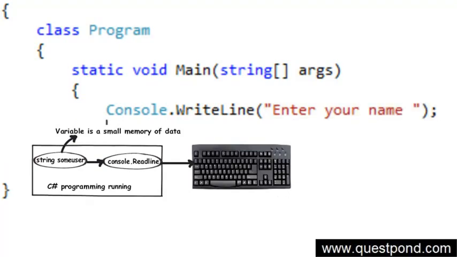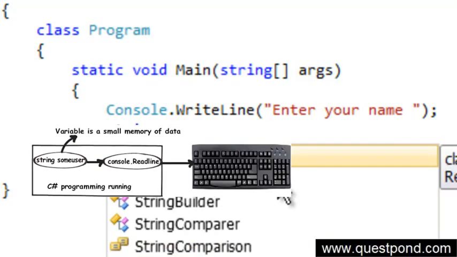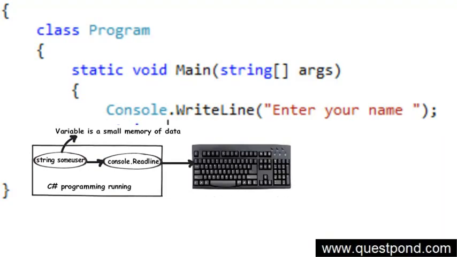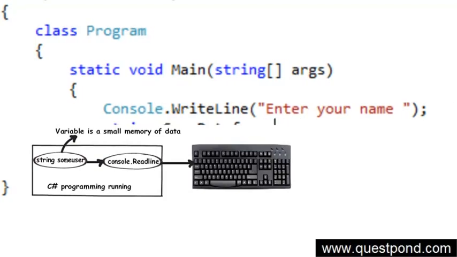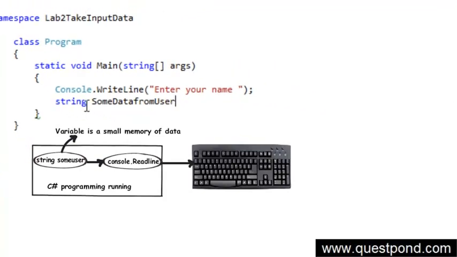Now once the data comes from the keyboard to your program, it has to be taken into a thing called a variable. Variables are nothing but small memory locations which are allocated to your program, wherein the data will come from the external world into your application, right? So what I'll do is create a variable called string some data from user, whatever name I want to give here. Now what this variable states is that you are going to get some data from the keyboard, and this data will come inside this variable, right?